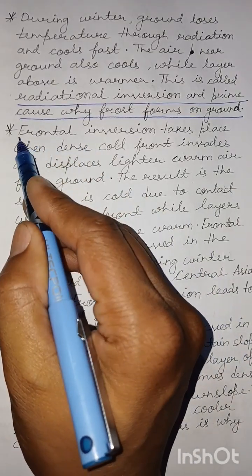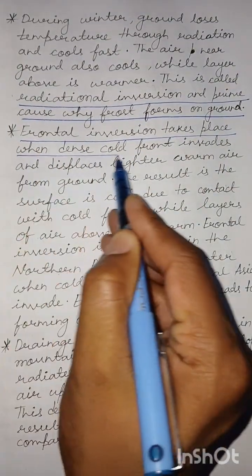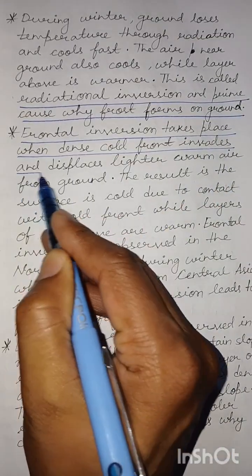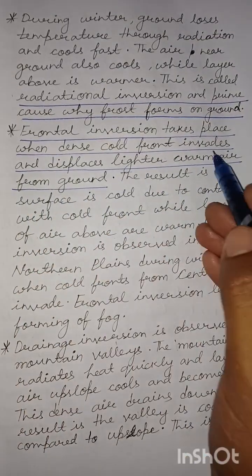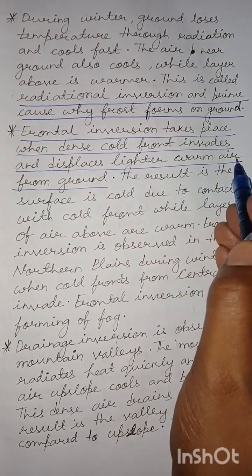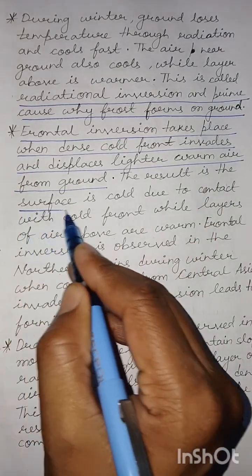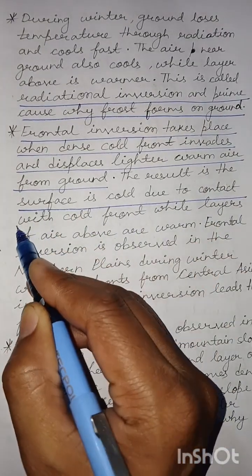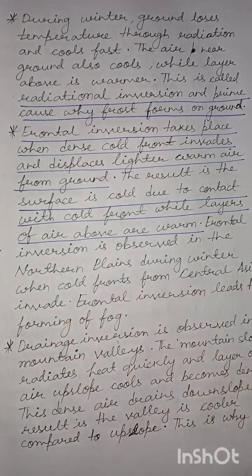Then comes frontal inversion, which takes place when a dense cold front invades and displaces lighter warm air from the ground. The result is the surface is cold. You can understand very well, as the lighter warm air has been displaced from the ground. The result is the surface is cold due to contact with the cold front, while layers of air above are warm.